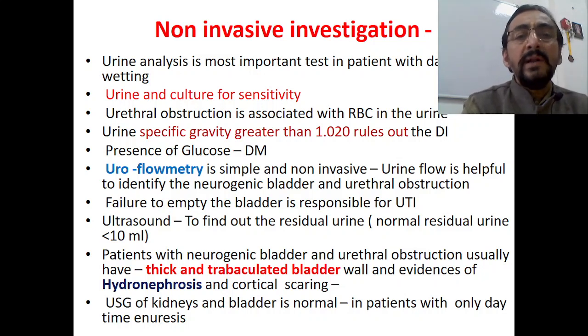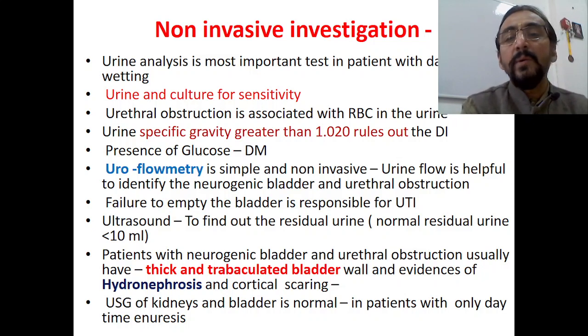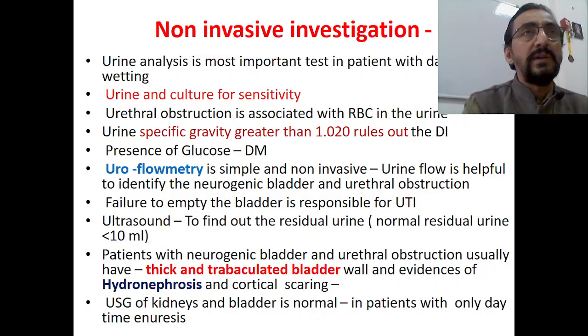Urine culture and sensitivity should also be done. Urethral obstruction is associated with RBC in the urine. Usually urethral obstruction will have hematuria also. If the urine specific gravity is greater than 1.020, it rules out diabetes insipidus. Presence of glucose in the urine again confirms diabetes mellitus.